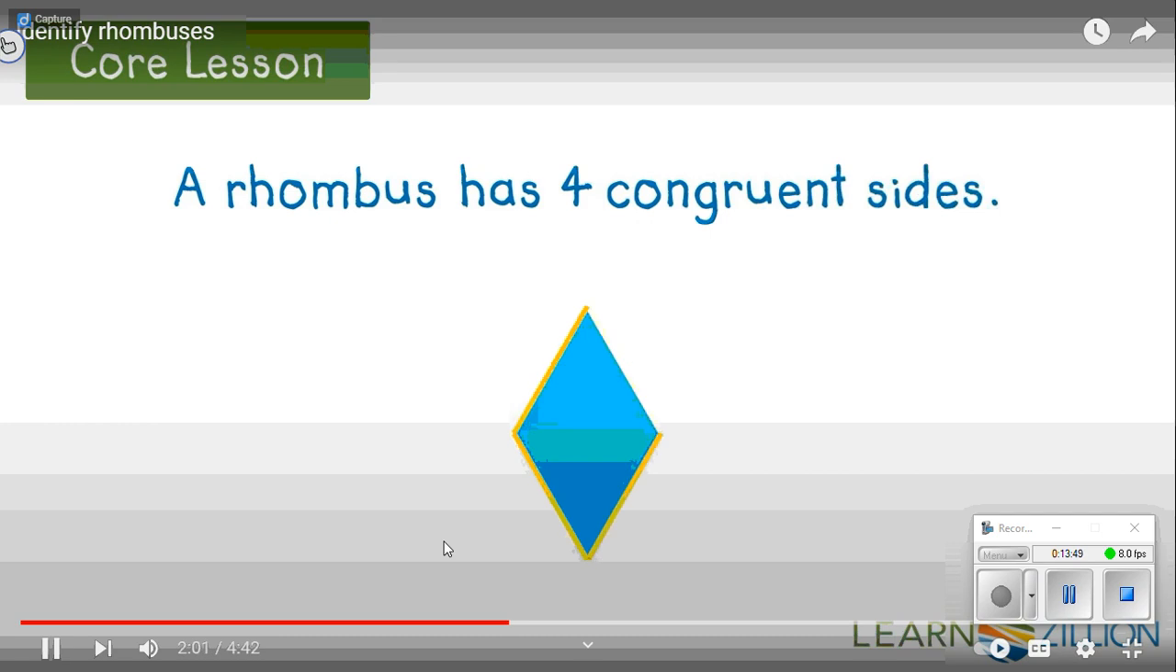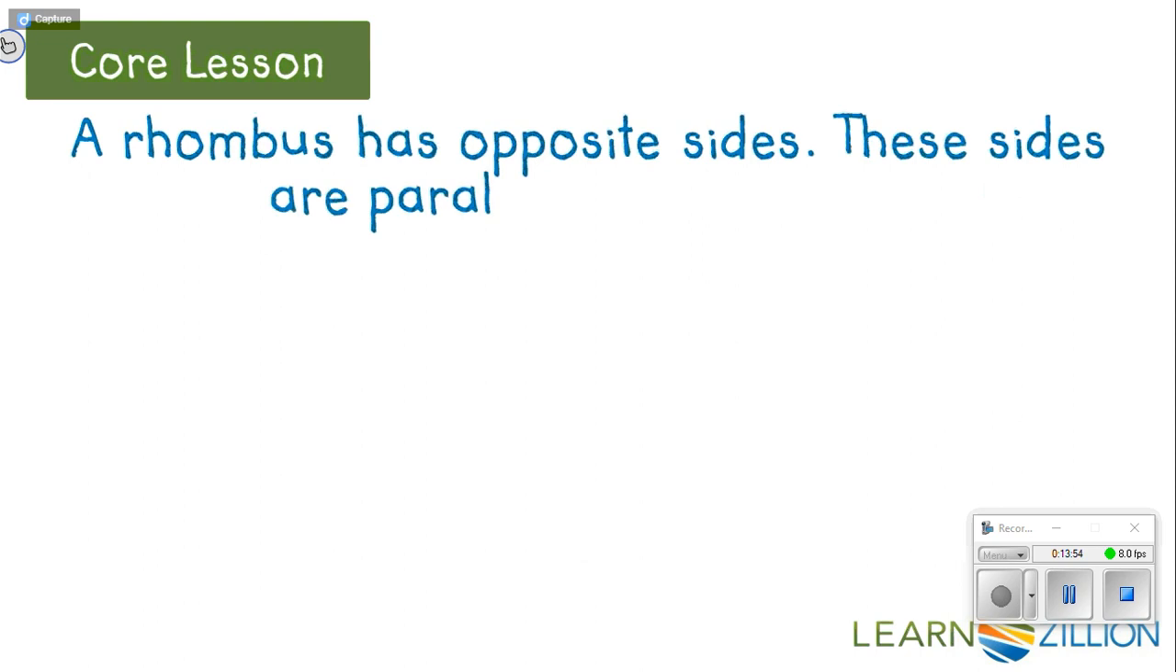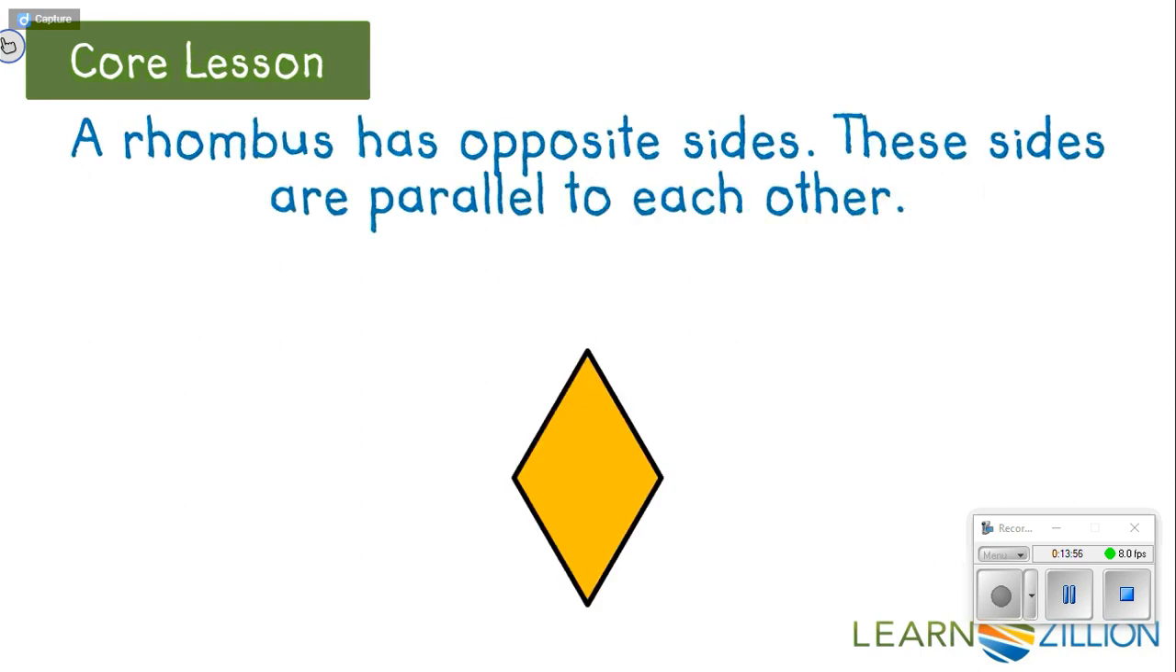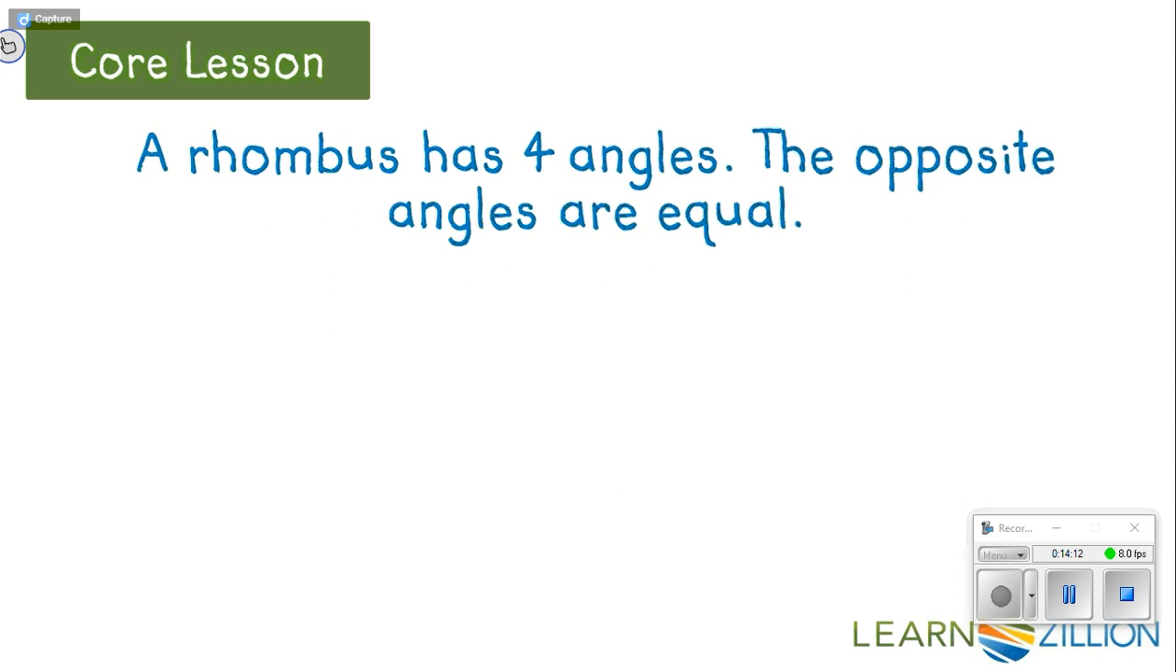Shape, we see that each side is equal. A rhombus has opposite sides. These sides are parallel to each other. In this shape, we see 1 pair of parallel sides with the blue arrows, and a second pair of parallel sides marked by the green arrows. Well, what is our final attribute? A rhombus has 4 angles. The opposite angles are equal. In this example, we see that the angle formed at the top of the shape is equal to the angle at the bottom of the shape. And the 2 angles that are opposite each other on the sides are also equal.